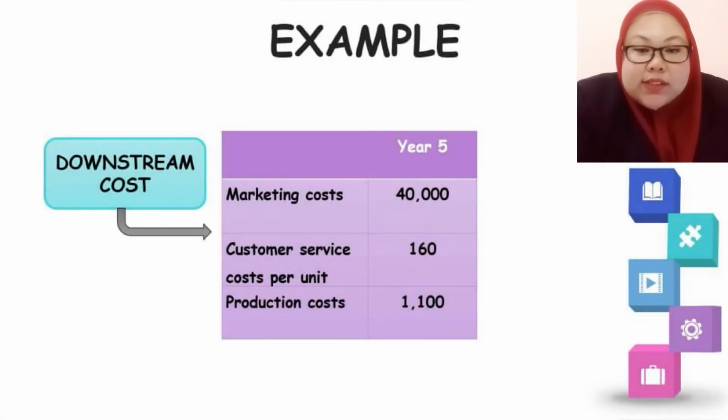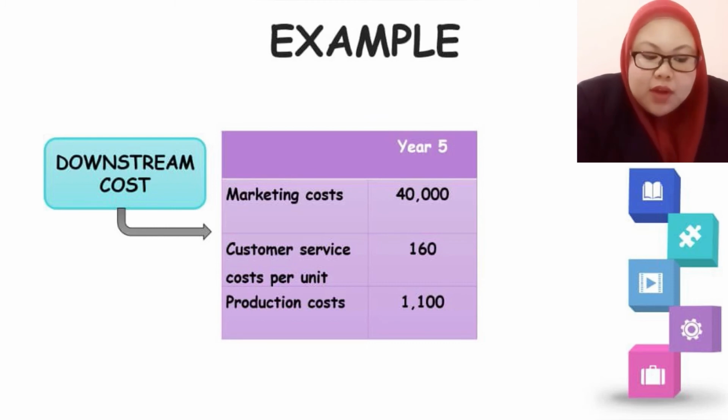Same as the growth phase, in the maturity phase, the marketing, customer service, and production costs will be incurred in year 5. Both marketing and customer service costs will be categorized under downstream costs.